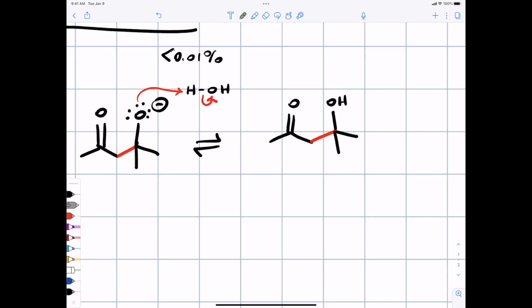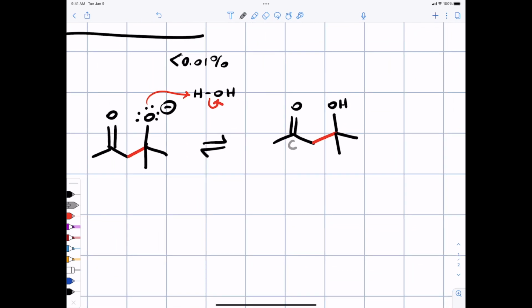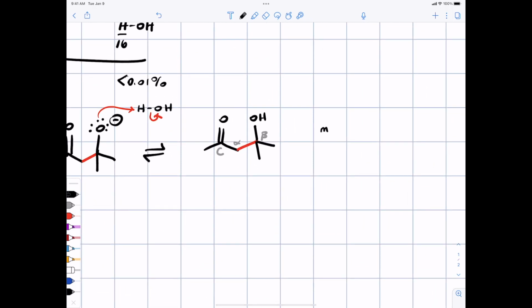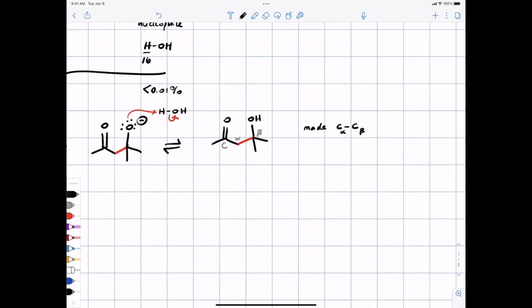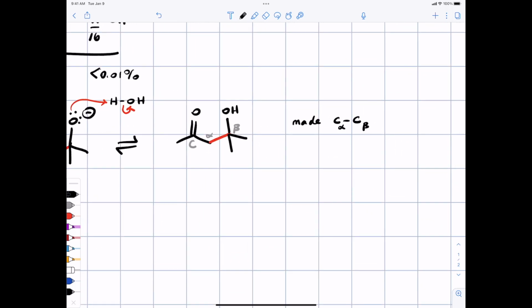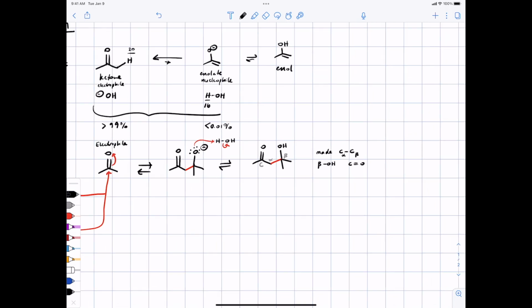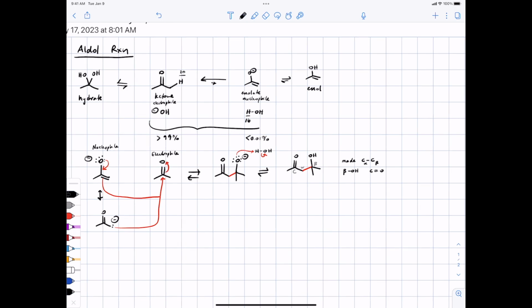Here is a carbonyl carbon. Here is the alpha carbon. Here is the beta carbon. In this reaction, we have just made a carbon-carbon sigma bond between alpha and beta carbons. And our product is a beta hydroxy carbonyl compound. So that's a structural pattern to look for, because when you see it, that means you could have made this product via the aldol reaction.